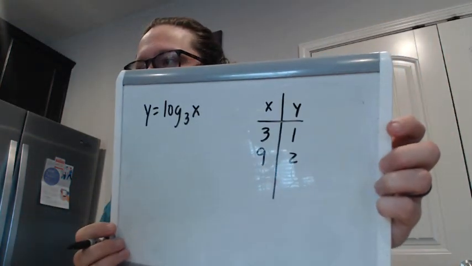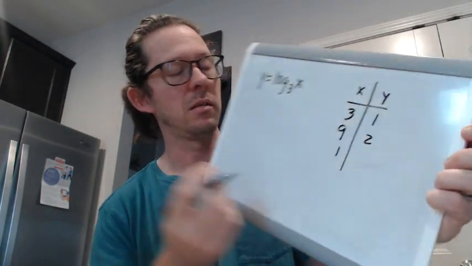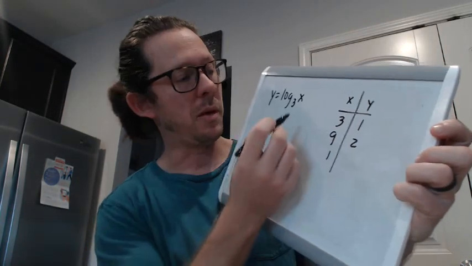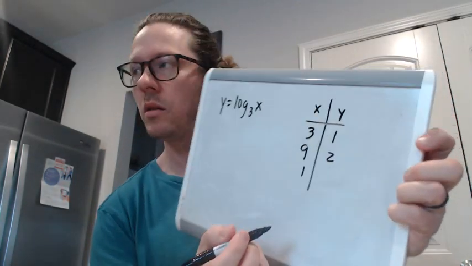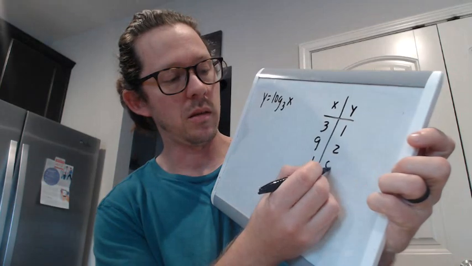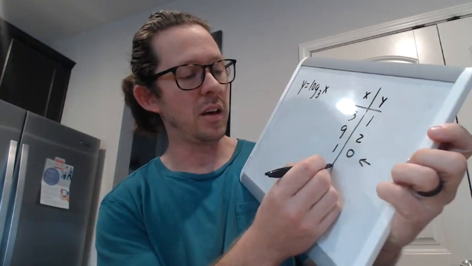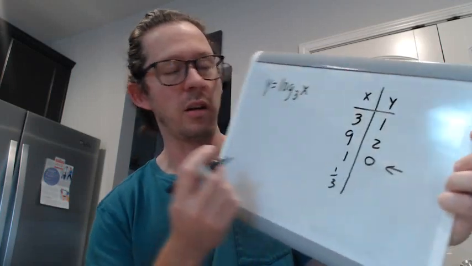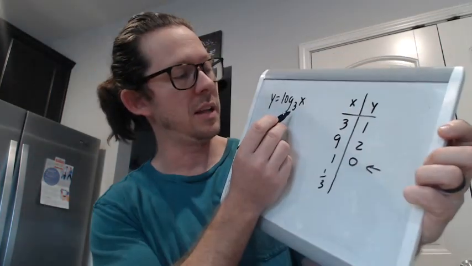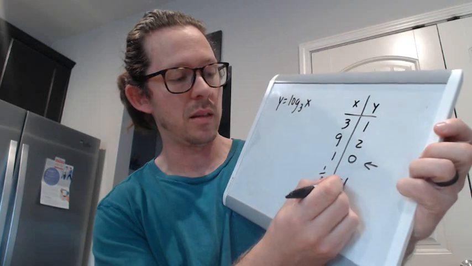So you get all these points, right? You could even put a 1 in here, right? What would that be? 3 to what power would give you 1? That'd be 0. And you'll notice this point's going to be a pretty prevalent one. And if you're really good, you might even put in like a 1/3, right? Because 3 to the what power is 1/3? Well, that'd be -1, right?